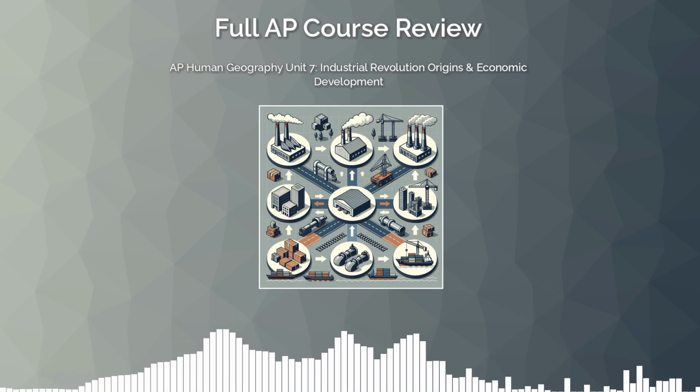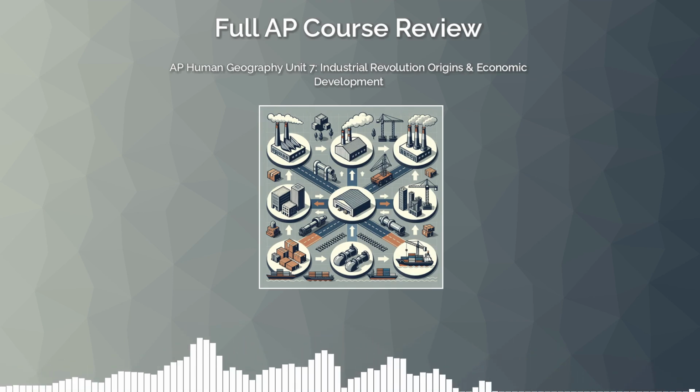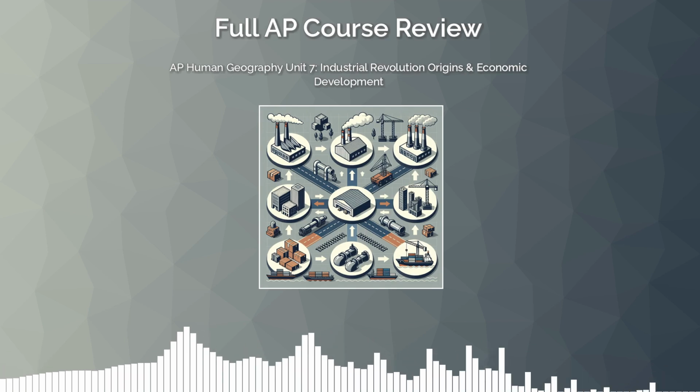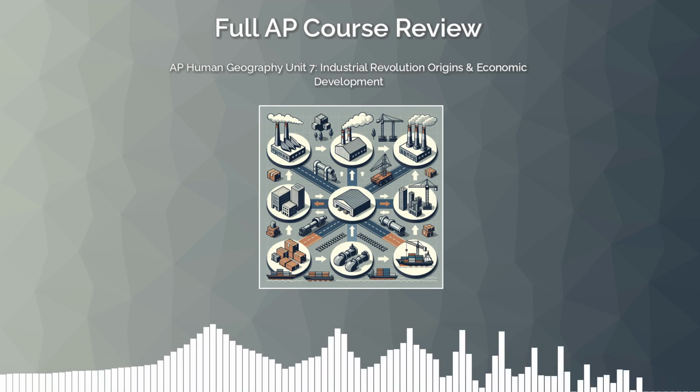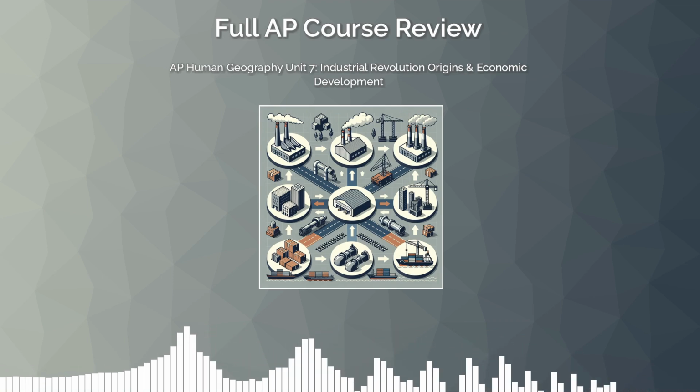On the FRQ, if you're asked to describe what HDI measures, you need to name all 3 dimensions explicitly. Partial credit is given for each component, so do not just say it measures development. That earns you nothing. Write out life expectancy, education, and income every time.